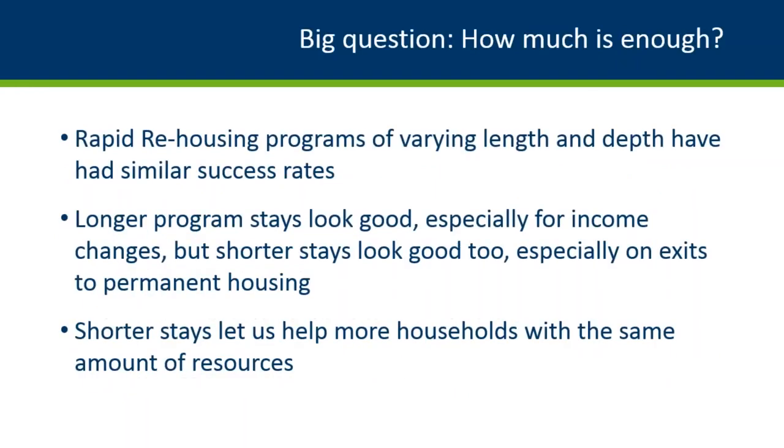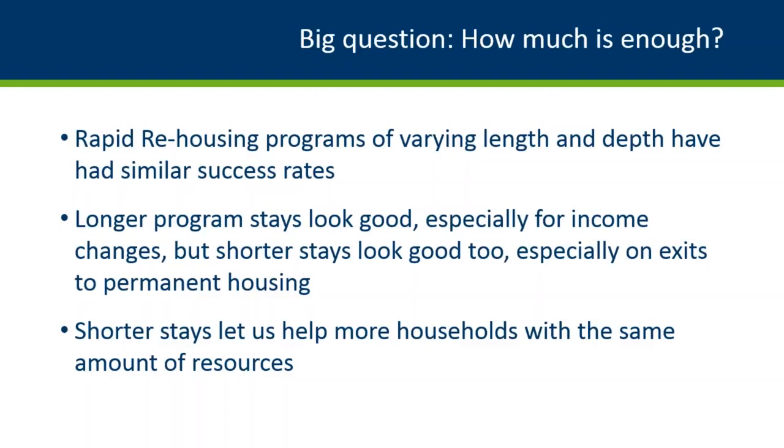And this leads to kind of a big question in rapid rehousing and overall, which is really how much is enough? How do we know what the right amount of assistance or time in a program is? And the answer is we don't really know that, because what we can see in the data is that rapid rehousing programs of varying length and depth have pretty similar success rates. That is, they're fairly successful most of the time with most families. It's a really good model that works with a lot of families and household types, and you can do a program that lasts a fairly long period of time, and you can do one that's sort of lighter, and for the most part, the success rates look similar.